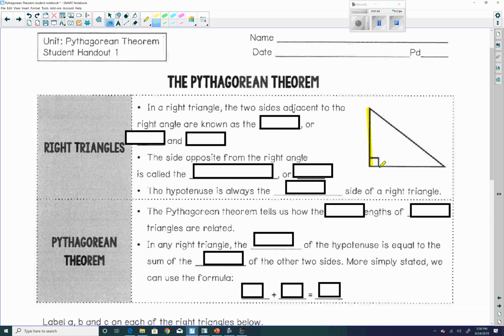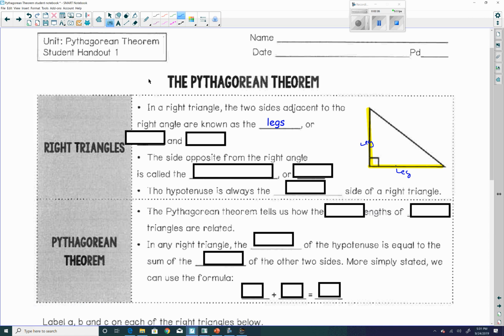So this is a leg, and this is a leg, okay? In a right triangle, the two sides adjacent to the right angle are known as the legs, and I've highlighted those legs for you. I'm going to go ahead and label my drawing as well. So this is a leg, and this is a leg. I don't know where that stray mark came from. Try to get rid of it. There we go. So those are my two legs.